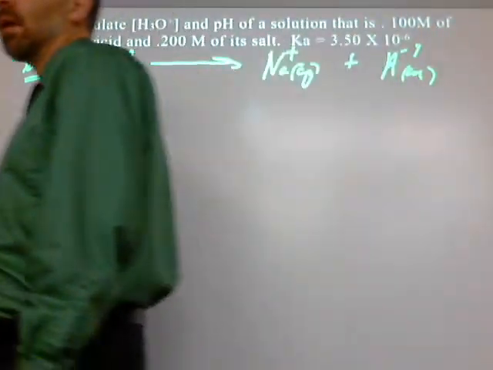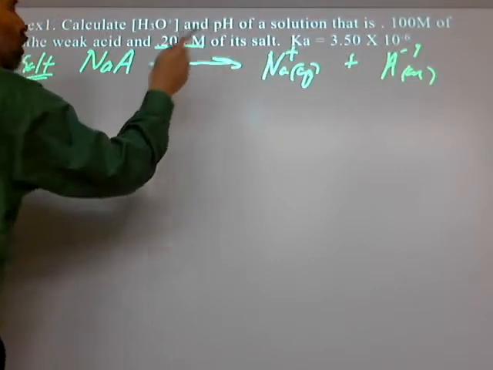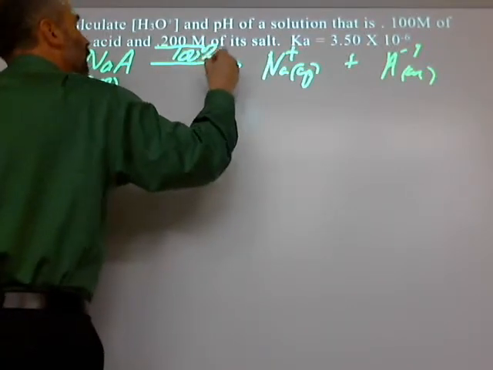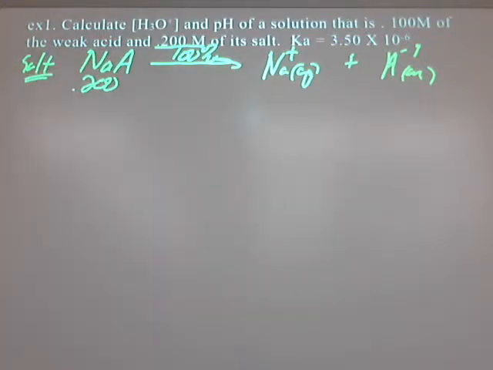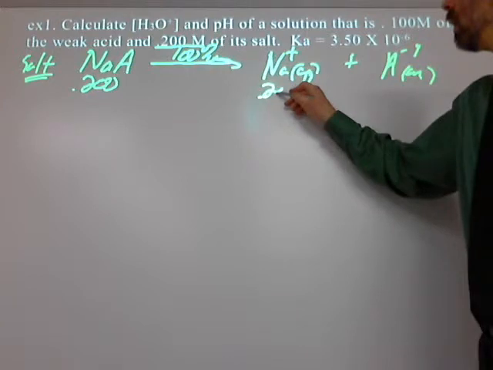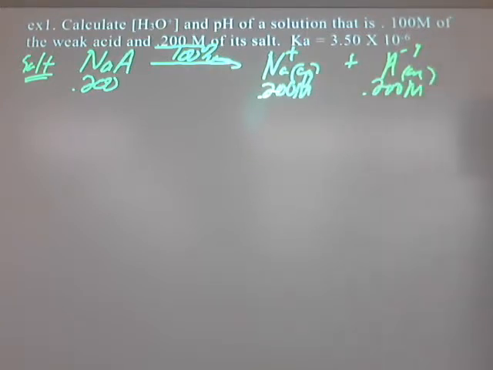Now, it tells you right here it has 0.20 molar of its salt, so 0.200 molar. This goes 100% that way. How much do I have of the sodium ion? 0.20 molar. It all gets converted to that, and 0.20 molar of this. Got it? Makes sense. Now, let's do the equilibrium problem.